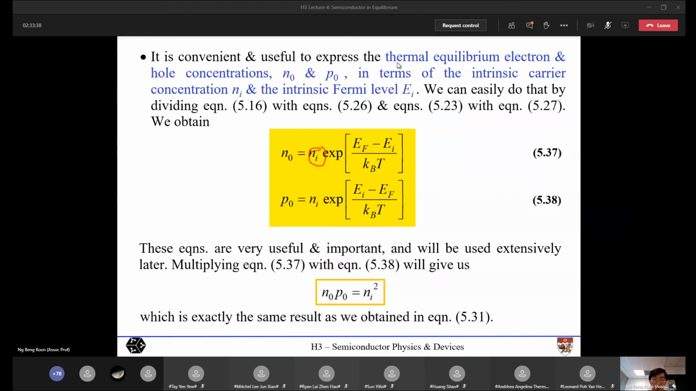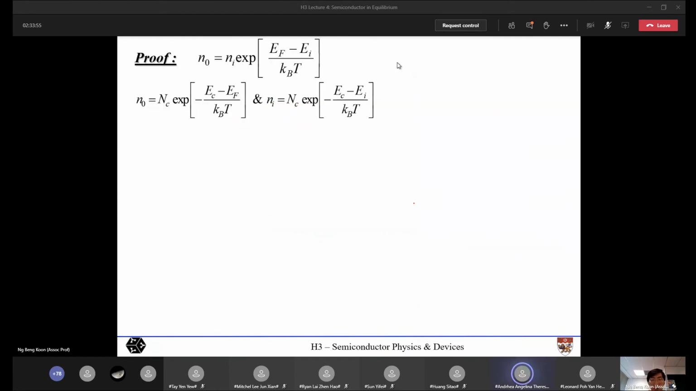And together with the mass action law, N naught P naught equals Ni squared, we can effectively solve for the concentration of the carriers in the semiconductor, and we can solve for the Fermi levels in the semiconductor. All right.